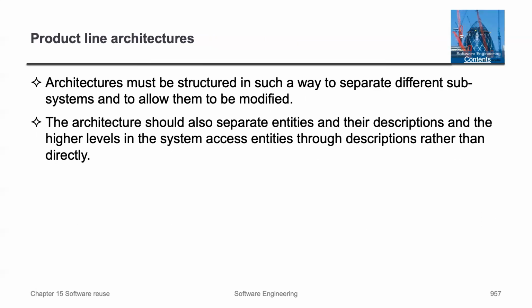For product line architecture, architectures must be structured in a way to separate different subsystems and to allow them to be modified. The architecture should also separate entities and their descriptions at the high level, and the system accesses entities through descriptions rather than directly.